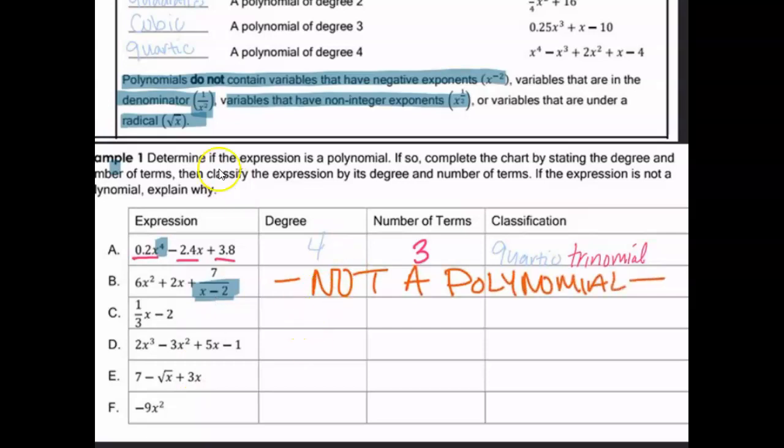And then remember, it's not a polynomial because it broke this rule here. We cannot have variables in the denominator. Go to the next one. Now, although we do have a number in the denominator, my variable is not in the denominator. This one's just a fractional value.